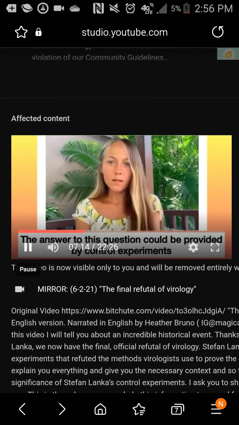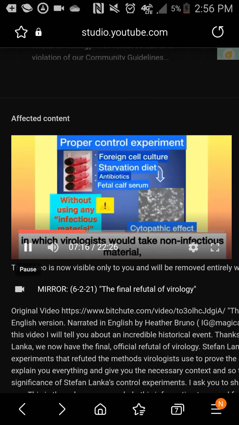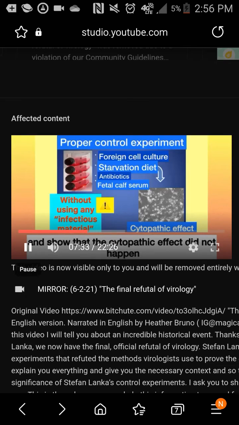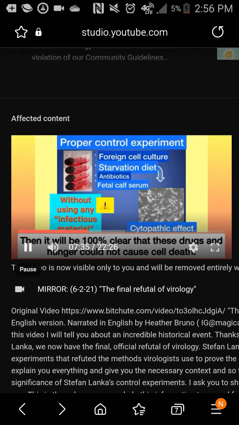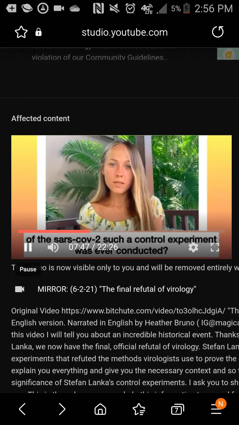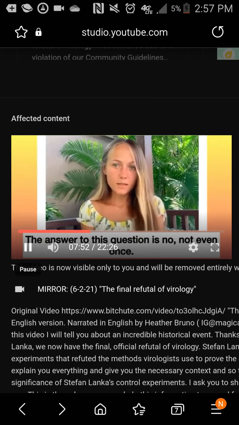The answer to this question could be provided by control experiments in which virologists would take non-infectious material, for example, sputum from a healthy person or sterile solution, or even nothing, but use the same conditions, meaning the same high amounts of antibiotics and reduced nutrition, and show that the cytopathic effect did not happen. Then it would be 100% clear that these drugs and hunger could not cause cell death. Now, do you think that in at least one publication on the so-called isolation of SARS-CoV-2 such a control was ever conducted? The answer is no, not even once.